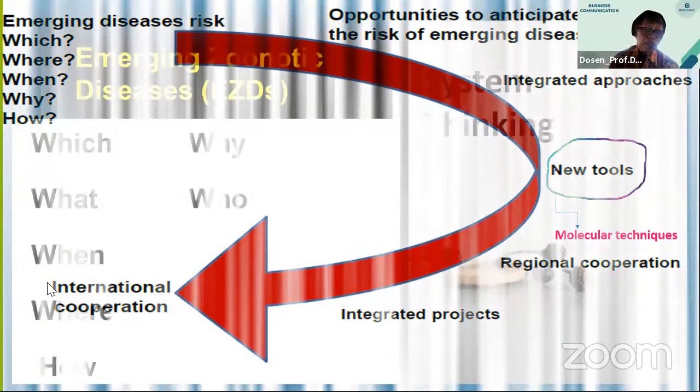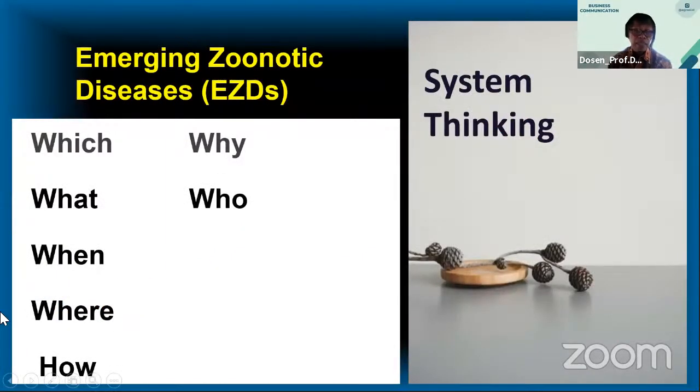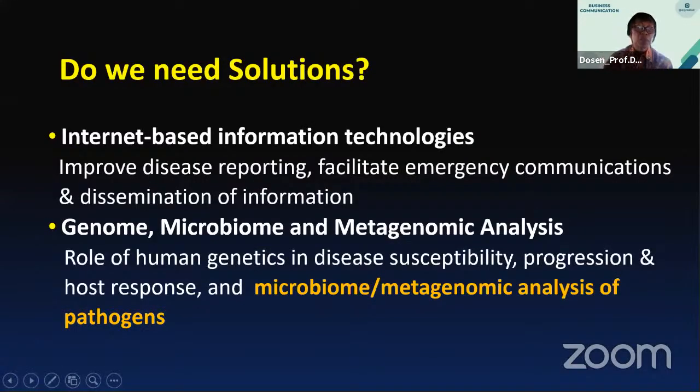So the first line for controlling emerging infectious disease, as I mentioned before, is which disease and what is the disease. For example, COVID-19: when did this happen, where is the disease, and how should we control it. We call this systems thinking. We should have systems thinking to control the problem. So then we do need a solution for that.